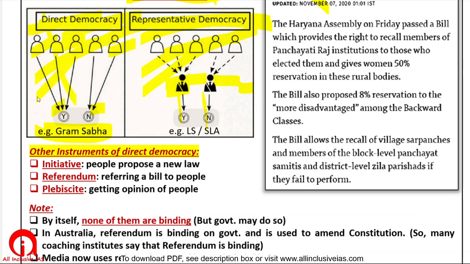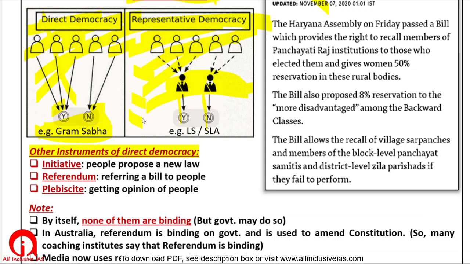In panchayat, you choose a person to be a member of the panchayat, right? And that too at three levels. So again, there you are choosing the representative. That is also representative. But Gram Sabha takes its decisions itself. Therefore, Gram Sabha is direct democracy, not the panchayat.